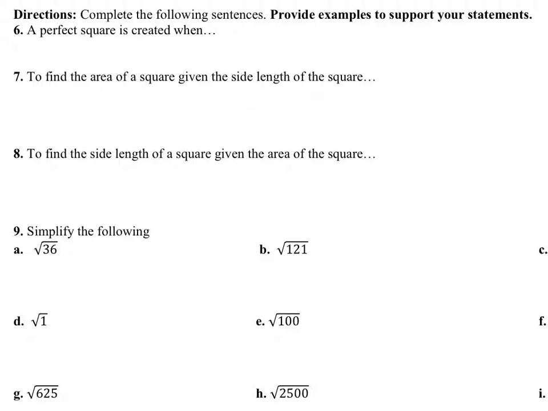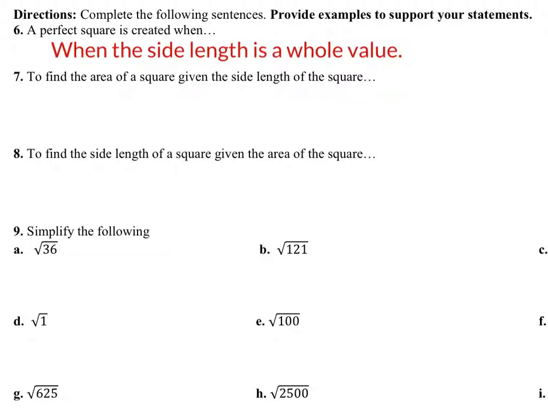Complete the following sentences. Provide examples to support your statement. A perfect square is created when the side length is a whole value. For example, if we had a side length that was 8, then a perfect square would be 8 squared, which is 64.